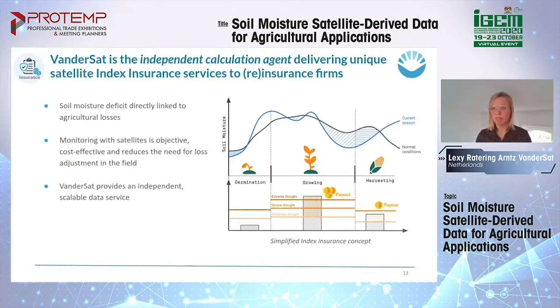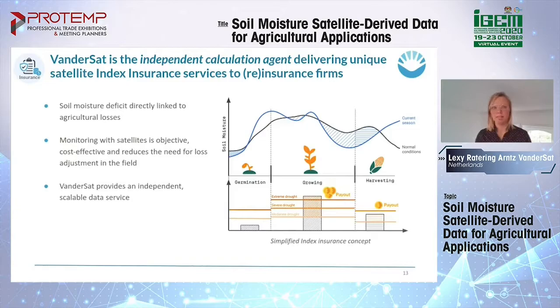And it has quite some advantages because you can imagine it has cost reductions associated with it. You don't need any loss adjusters anymore who would go to the field after the fact has already been done. And it also is a very objective manner of establishing the damage. There's no subjectiveness to a satellite observation.